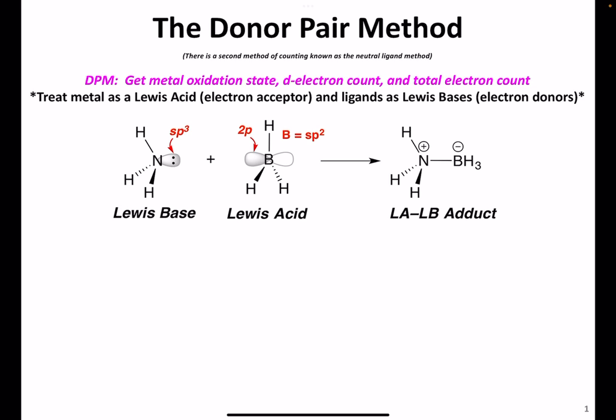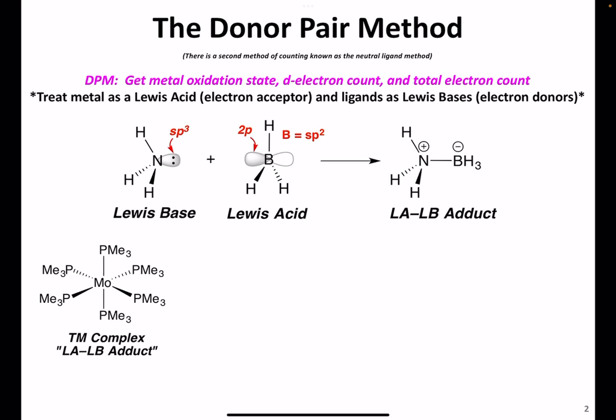You've encountered this concept of forming Lewis acid, Lewis base adducts back in general chemistry, in which you took compounds that are Lewis bases such as ammonia, which features an sp3 hybridized nitrogen center with a lone pair in the fourth sp3 hybrid orbital, and that can donate that electron pair to the empty 2p orbital on the sp2 hybridized boron center of BH3, forming the Lewis acid, Lewis base adduct ammonia borane. We're going to treat metal complexes just like this.